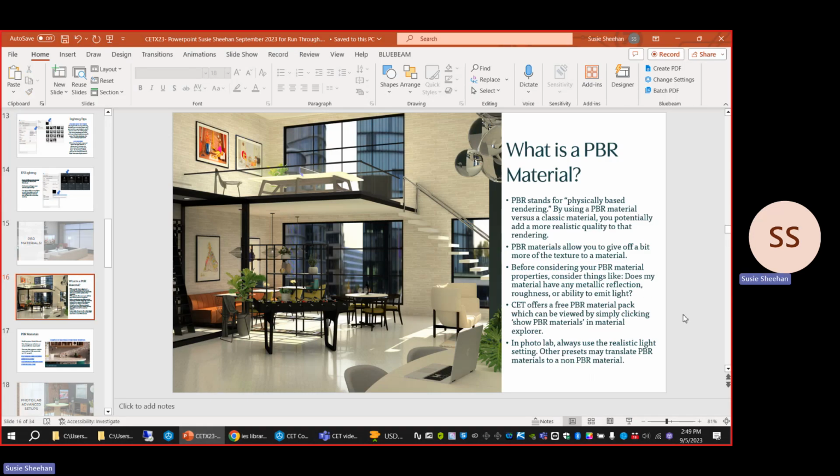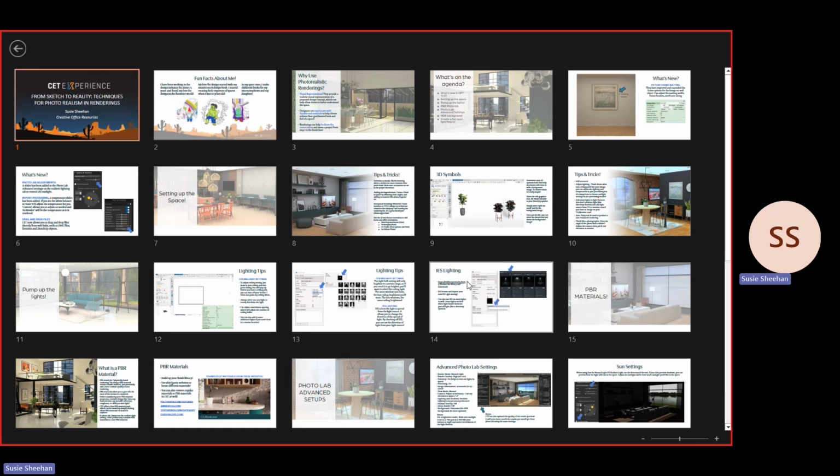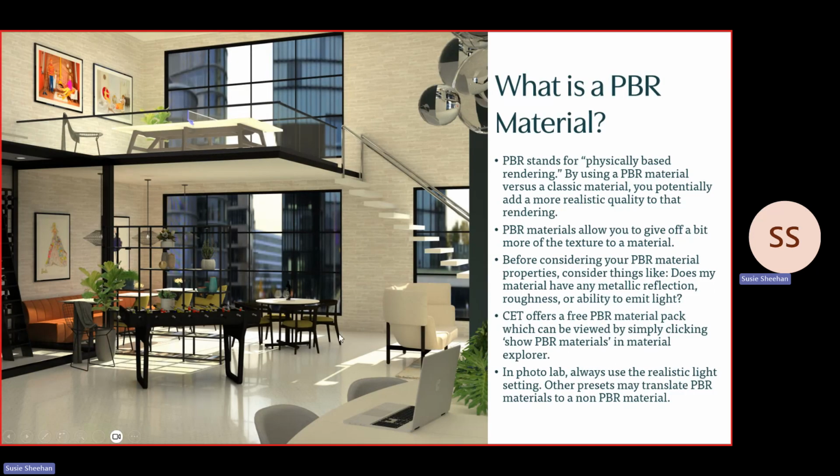And in PhotoLab, you're always going to want to use the realistic light setting anytime you have a PBR material. The reason is some of the other presets may not translate those materials the same way.